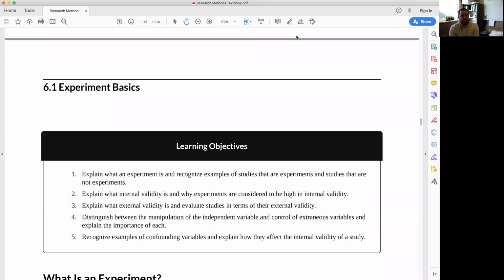Hi, and welcome to the video on experimental research. This is kind of the basic level. The next week's one will be on more complex research designs.